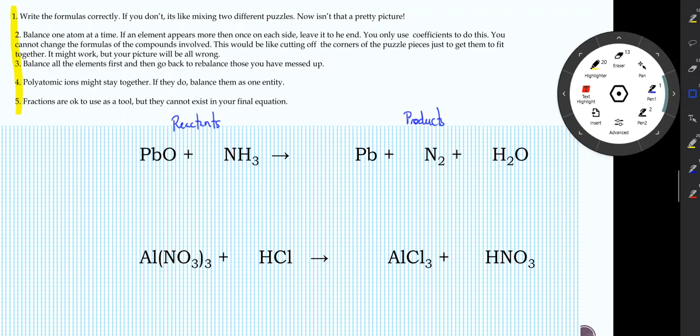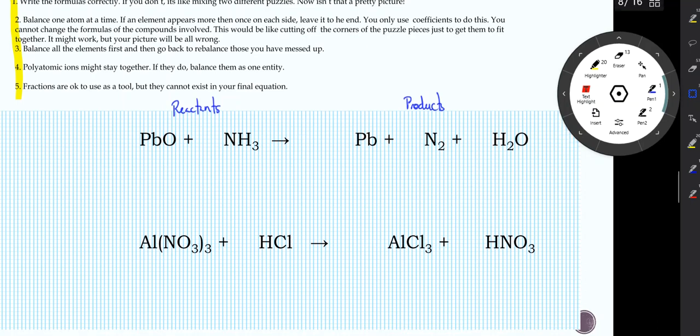Okay, so I'm going to go ahead and start balancing. One of the things you have to make sure you do is write the equation correctly. These are already done for you. But number 2 up here says balance one atom at a time. Keep on going, balancing one atom at a time, and you can go back later and fix what you messed up. So that's what this is all about.